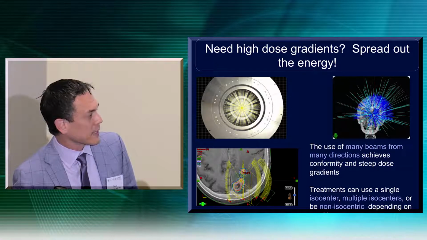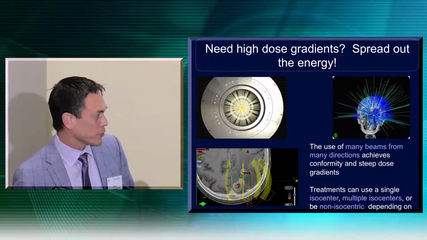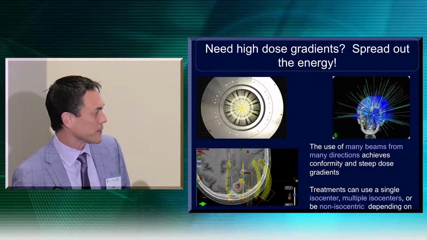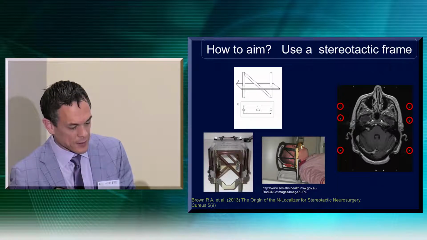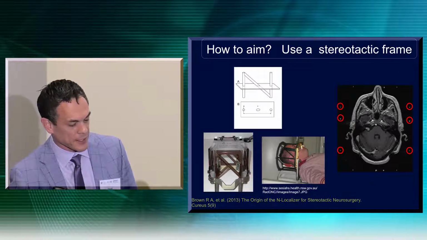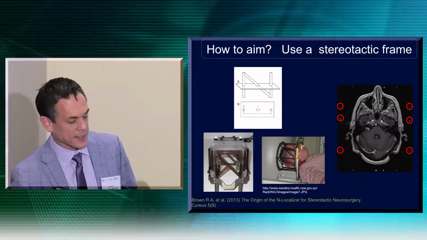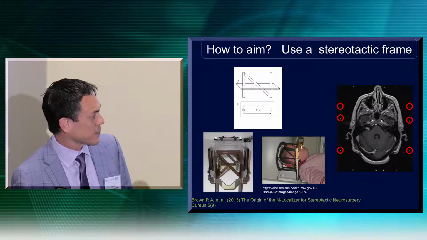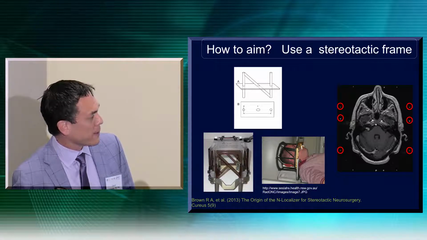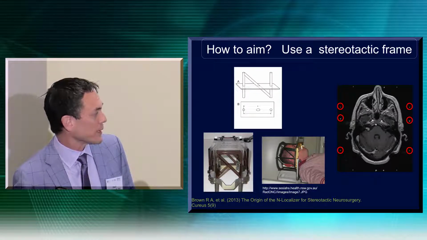And so you can have single isocenter treatments, multiple isocenter treatments, or even non-isocentric treatments, depending on what you're doing. So if you're going to generate all these gradients and aim them at an isocenter, you need to be able to aim somehow. So the classic way to aim is to use a stereotactic frame. There's a couple examples here. The stereotactic frame actually sets up a coordinate system we can target off of.